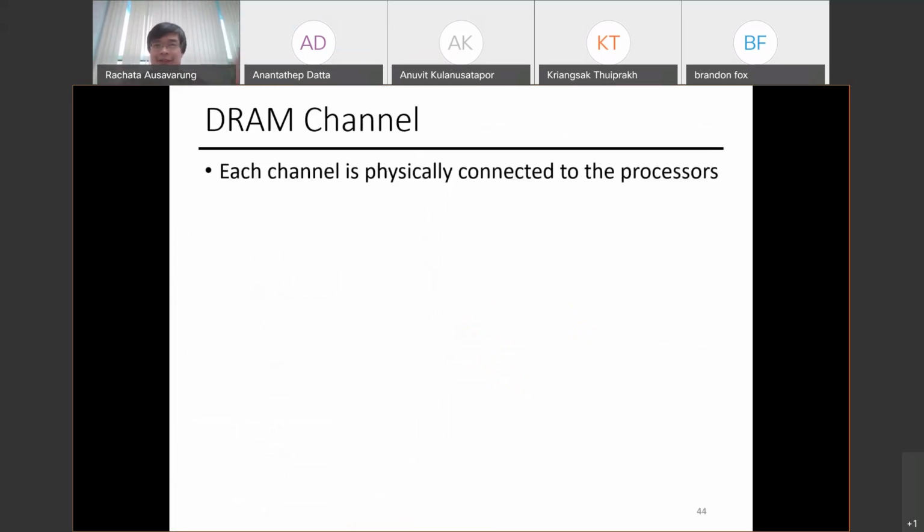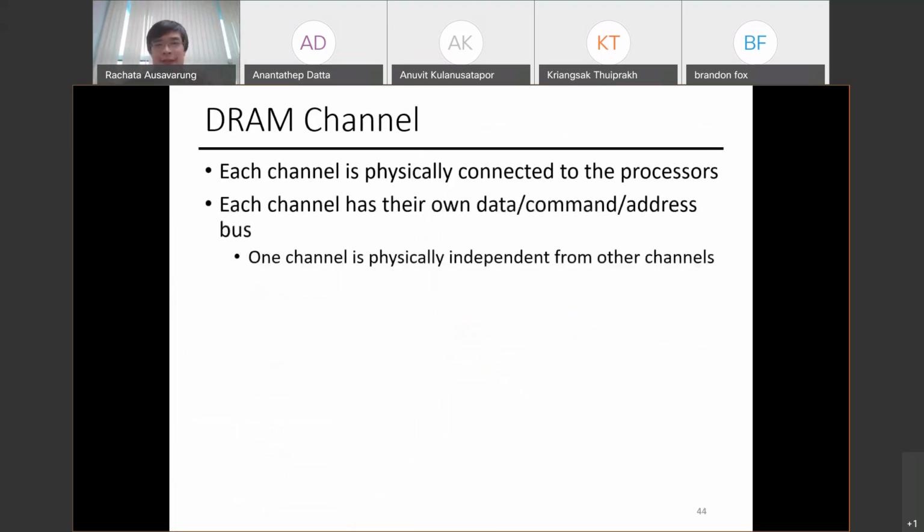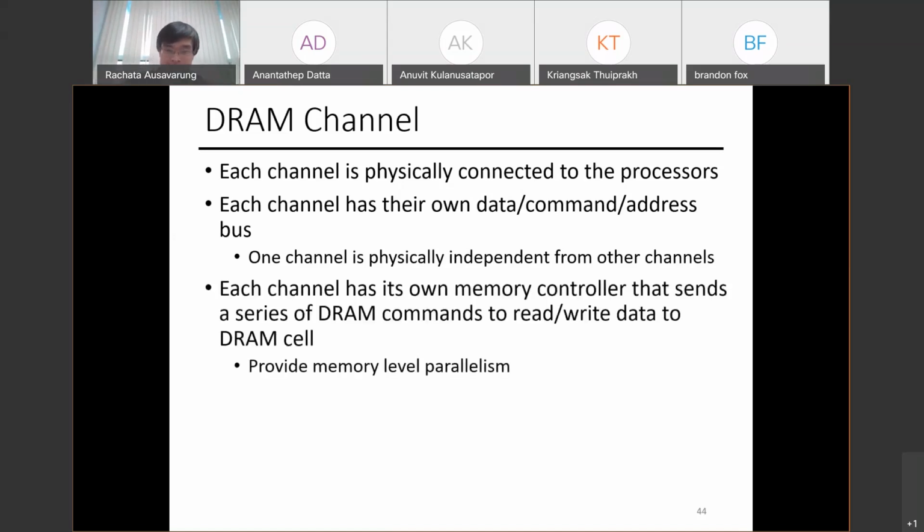DRAM channel, as I said, is a physically connected unit that connects right to the processor. It has its own data, command, and address buses. One channel is physically independent from other channels. It means that if I'm servicing requests 1, 2, 3, 4, 5 on one channel, I can service requests 7, 8, 9, 10 on another channel. You get both channels, so you get more bandwidth, you double the bandwidth. Each channel has its own memory controller. We will talk about what a memory controller is in a bit.